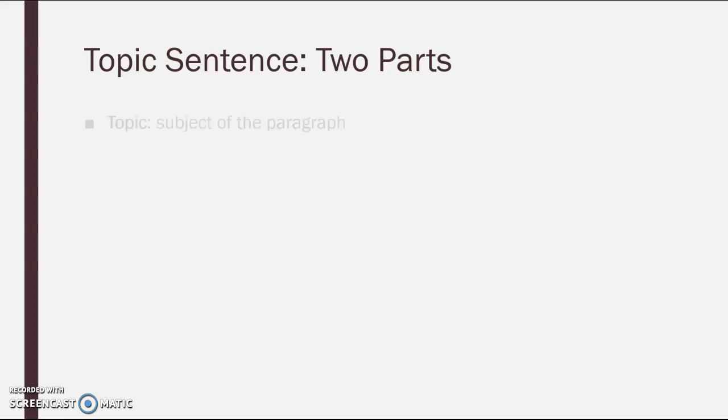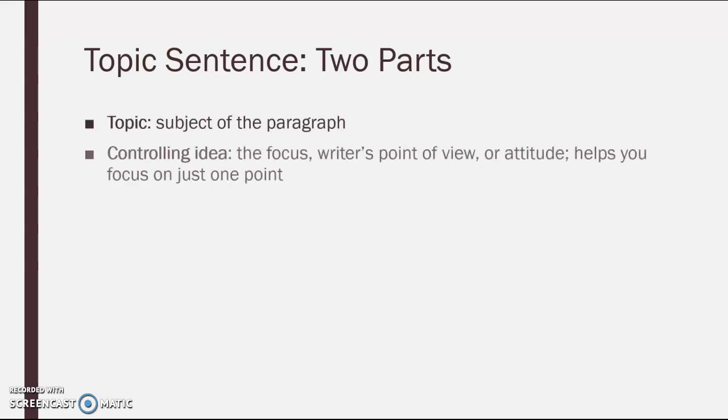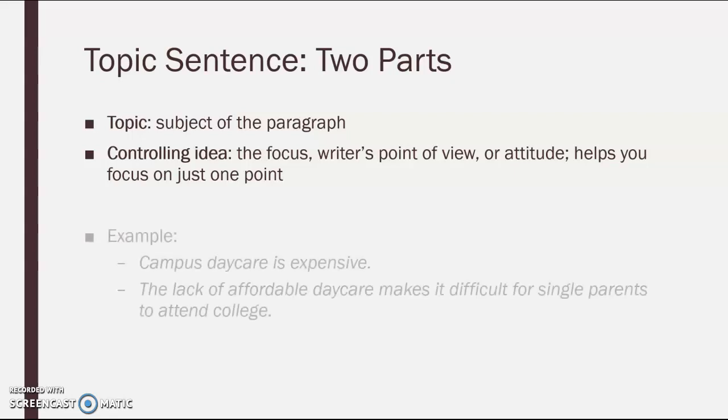A topic sentence has 2 parts. The subject of the topic, which is the subject of the paragraph, and the controlling idea or focus. This is the writer's point of view or attitude. It helps you to focus on just one point within that paragraph. Remember that paragraphs are always shorter than essays, and therefore you would have something more specific than you would cover in an entire essay. This is the challenge with writing single paragraph assignments, which is that you have to make sure that your topic is specific enough to cover in just that one paragraph.